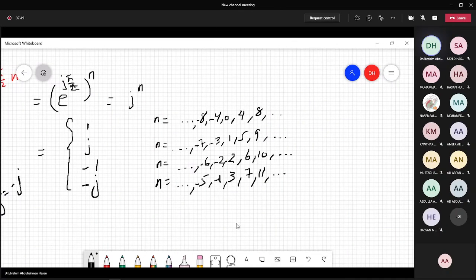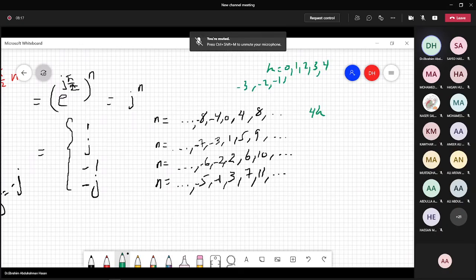Also, you can write it in terms of k. If we say that this is k, k equal to 0, 1, 2, 3, 4, and so on. So for this one, we can put it as 4 multiplied by k. And we have -1, -2, it's all integers. So it is 4k. So when k equal to 1, we have 4, then 2 gives 8, and so on.